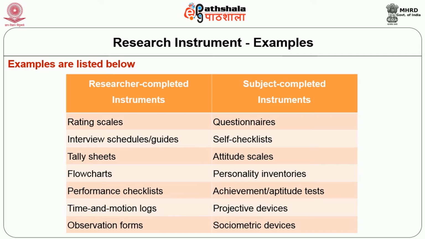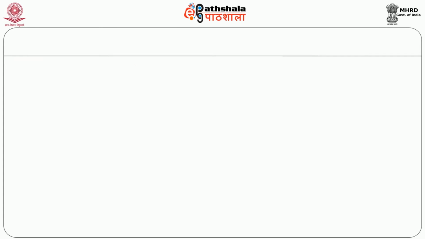Also, some other differences are those filled by the researcher, which are the performance checklist, time and motion logs, observation forms, while those completed by the subjects are achievement and aptitude tests, projective devices and sociometric devices.